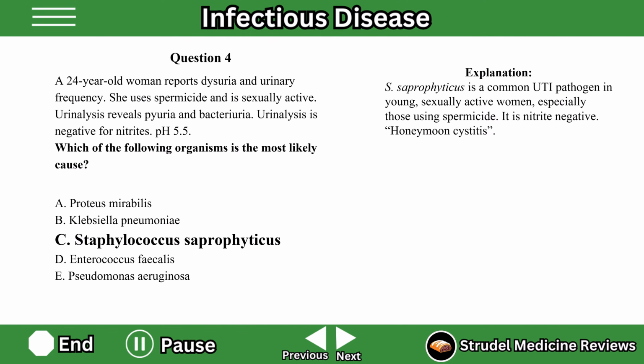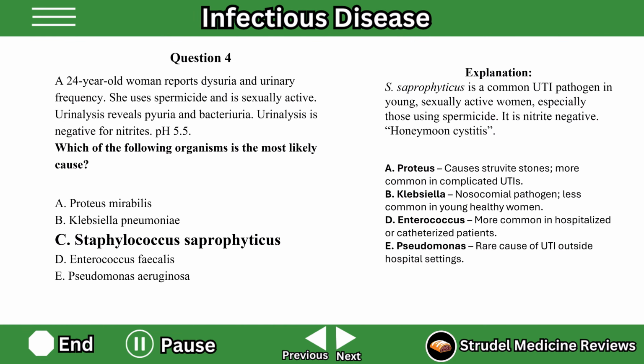Because the pH is 5.5, it's not terribly basic, so that would make you think that it's really not Proteus, which is answer choice A. Klebsiella is a gram negative, and I believe is typically positive for nitrites. Same with Enterococcus fecalis. And Pseudomonas aeruginosa is just not a very common cause of UTI in this patient demographic.